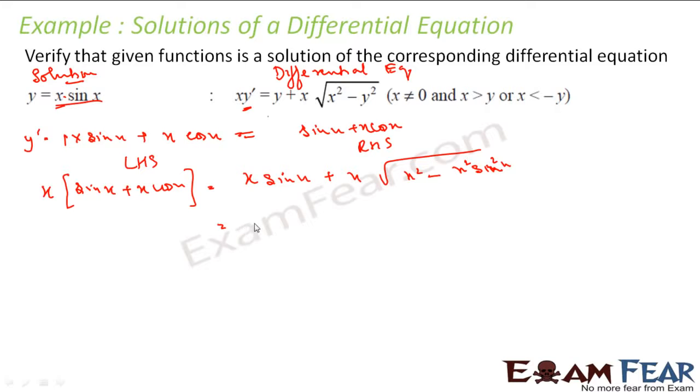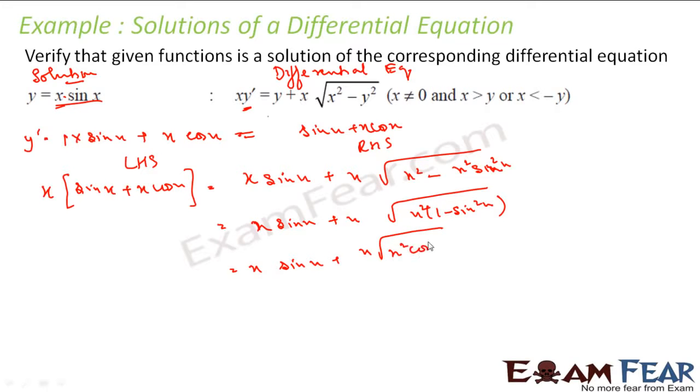So I'll take RHS, I'll expand more RHS. This becomes x sin x plus x into root of 1 minus sin square x. Correct? And 1 minus sin square x is cos square x. So this becomes x sin x plus x into root of x square cos square x. And this becomes nothing but x sin x plus x square cos x. And if you see, this guy is exactly the same as my LHS.